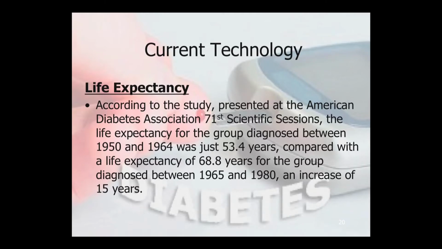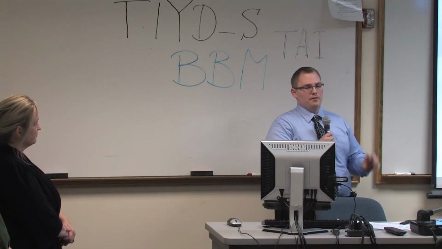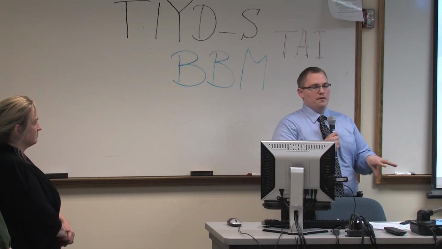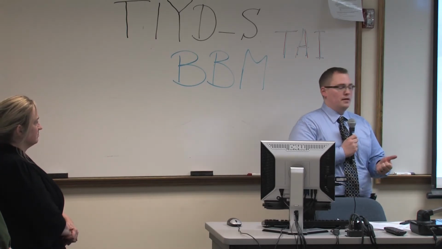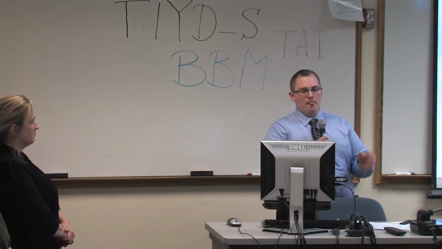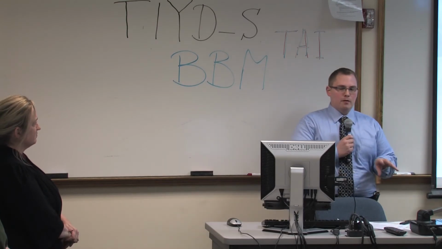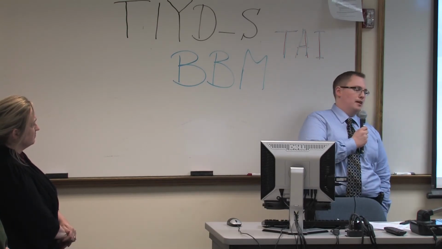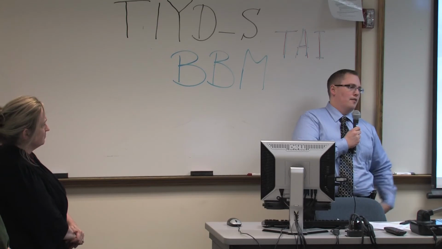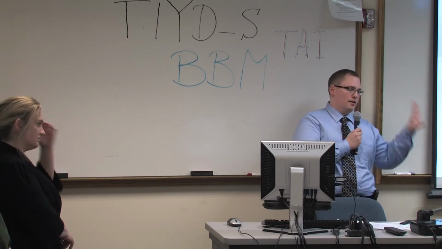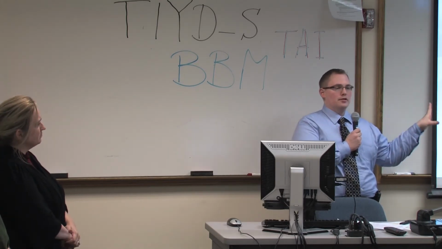The reason why this technology is so important, researching this, according to a study presented at the American Diabetes Association, the life expectancy from the group diagnosed between 1950 and 1964 was only 53.4 years, compared with a life expectancy of almost 70 years for the group diagnosed between 1965 and 1980. And that is just comparing old technology. That's not even comparing this newest stuff that just came out.